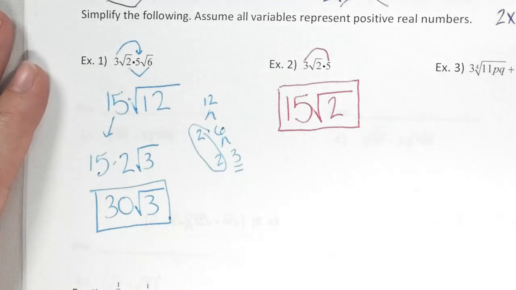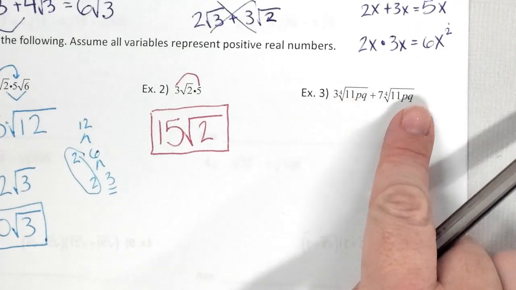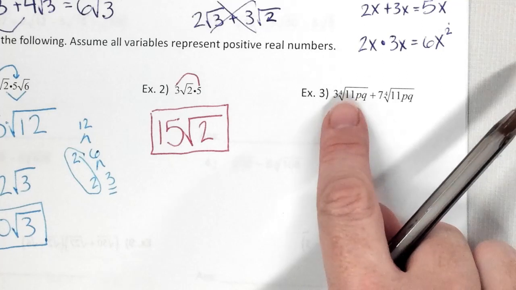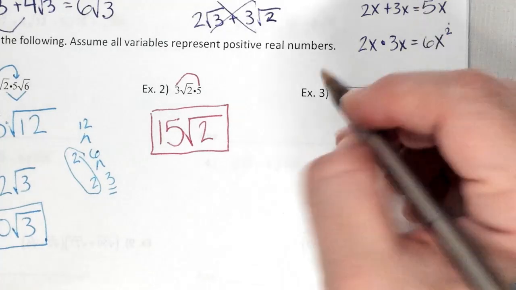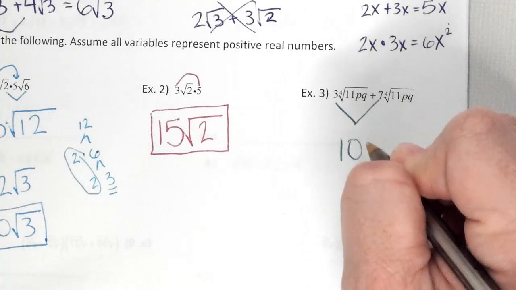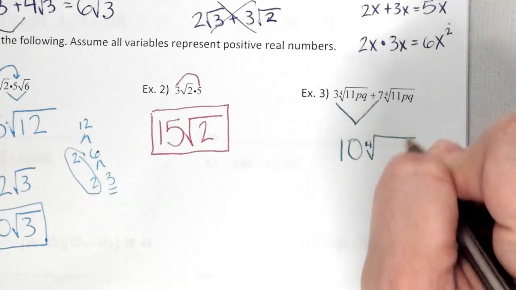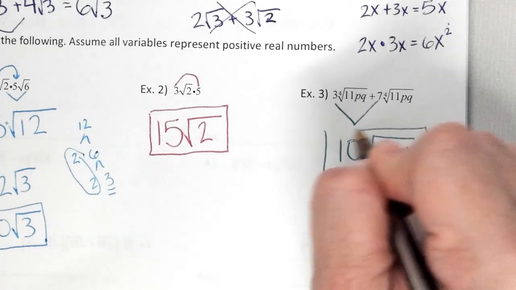So now let's throw some addition in there. So remember, when we're adding and subtracting, they have to have the same root and the insides. Well, they're both a 4th root, and they have all the same insides, right? So then we can combine the number in front. What's 3 plus 7? And then the root doesn't change, so 4th root 11pq. So the only thing that changes is the number in front.